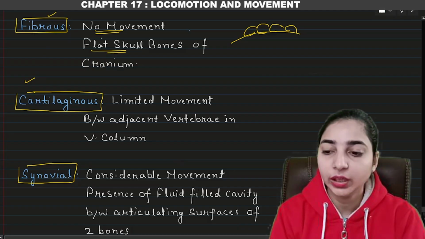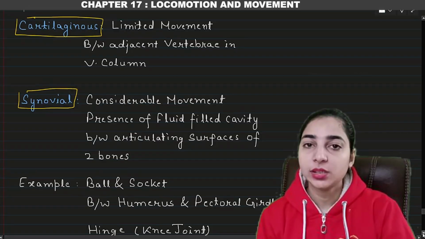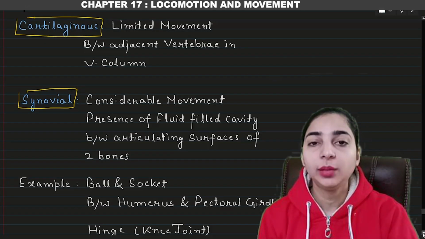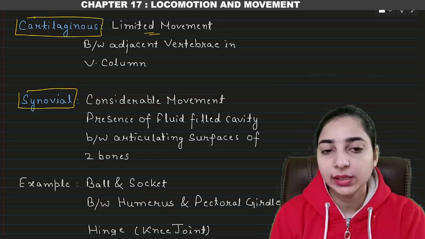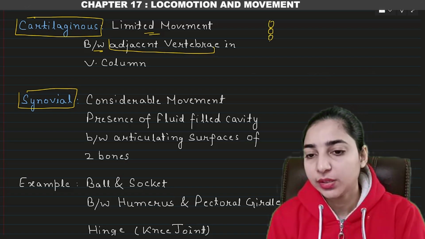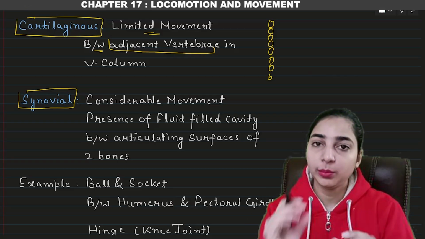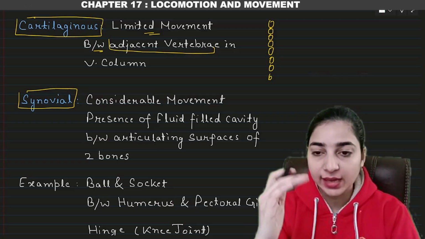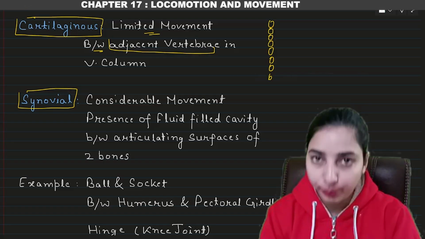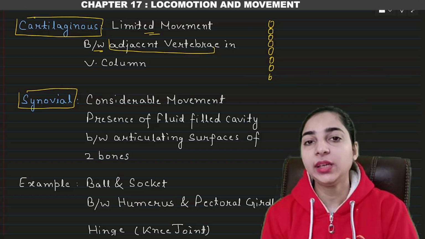Then the second type of the joint is cartilaginous joint. Obviously it will consist of the cartilage, right, and they will allow limited movement. The fibrous joints do not allow any movement, and the cartilaginous joints allow movement, but the movement is very limited. These are present between the adjacent vertebra in the vertebral column. So our vertebral column consists of 26 serially arranged vertebra like this. And between these two vertebra, cartilage is present which attaches them. So these allow limited movement. That means we can stand straight, we can bend down, because these are cartilaginous joints, right? But the movement is quite limited.